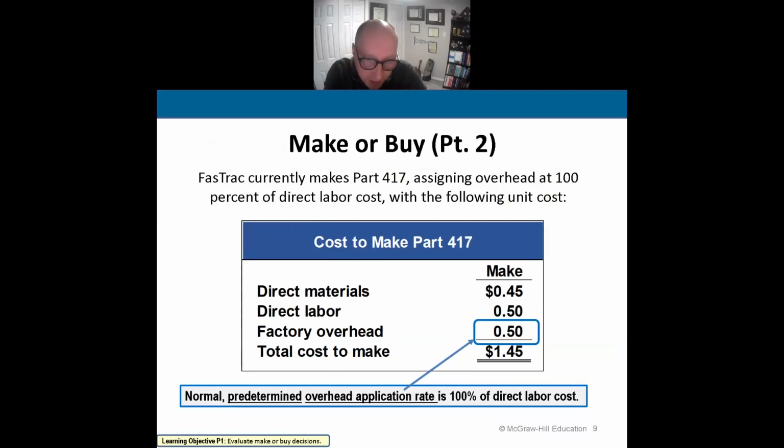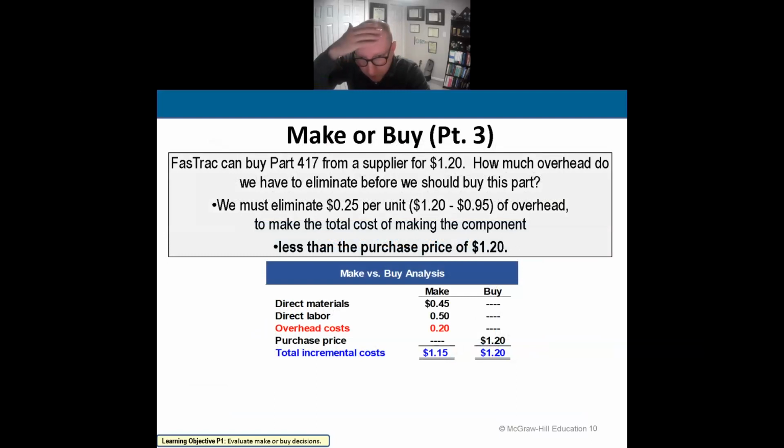Direct materials are 45 cents. Direct labor is 50 cents. Factory overhead is applied using a predetermined factory-wide overhead rate, 50 cents. It's 100% of direct labor. That's what the company selected, giving us a total cost to make the starter of $1.45. Okay, so now I know how much it costs us to make it, $1.45.